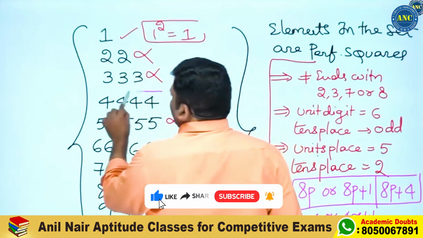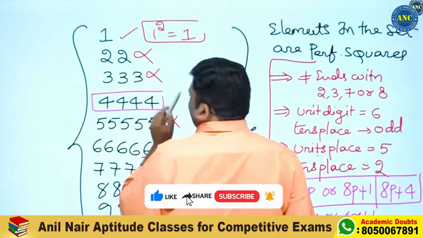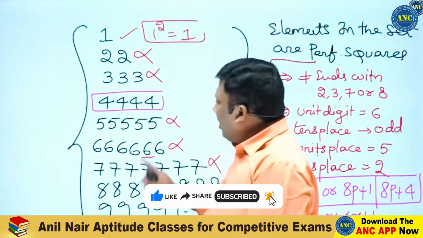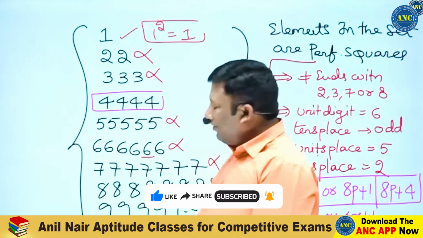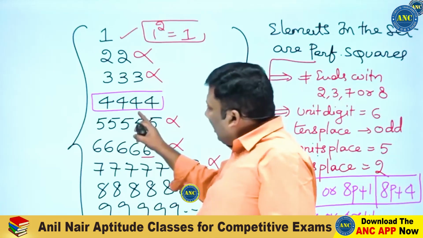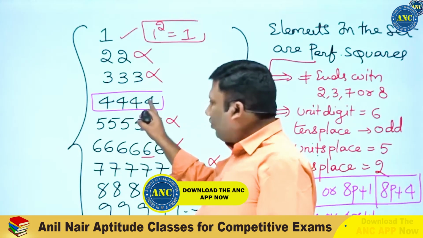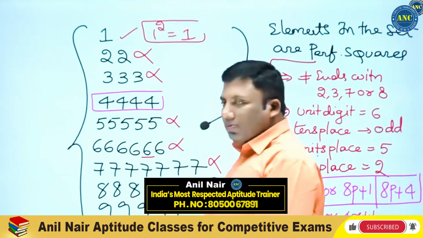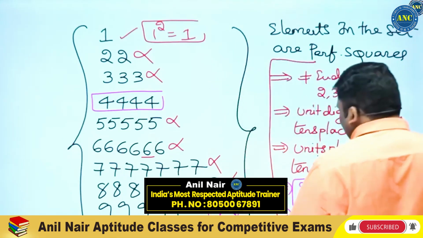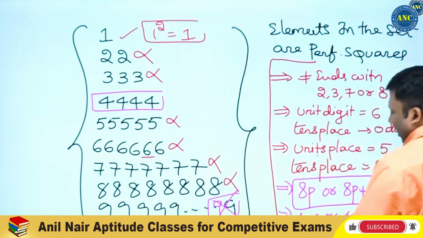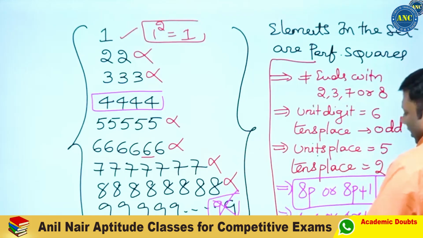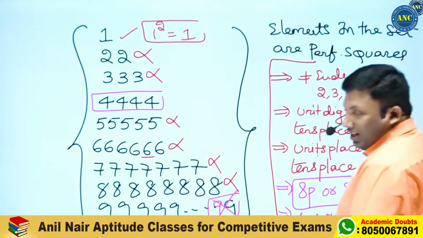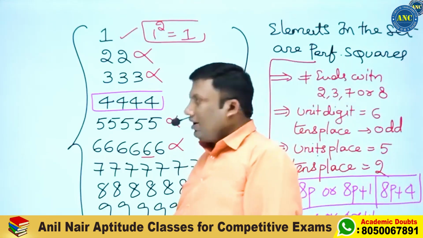The number is 4444. Last two digits 44. 4 11s are 44. 8 5s are 40, so 44 is 8p plus 4. That is also possible. Any perfect square when divided by 3 is perfectly divisible, or gives a remainder 1. 4 4s are 16, 3 5s are 15, remainder 1.